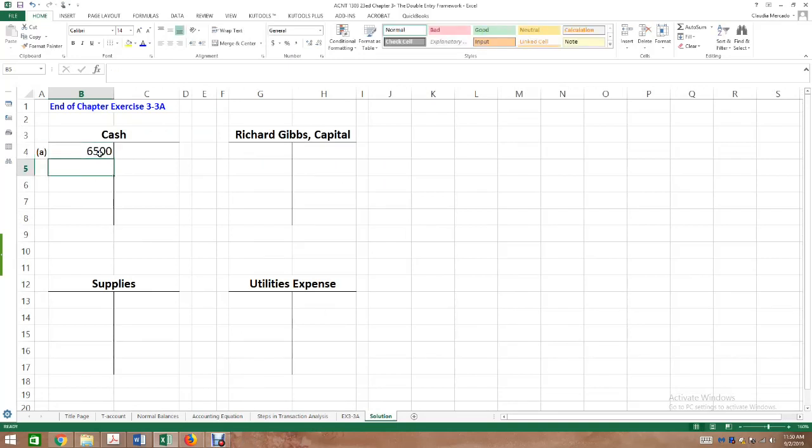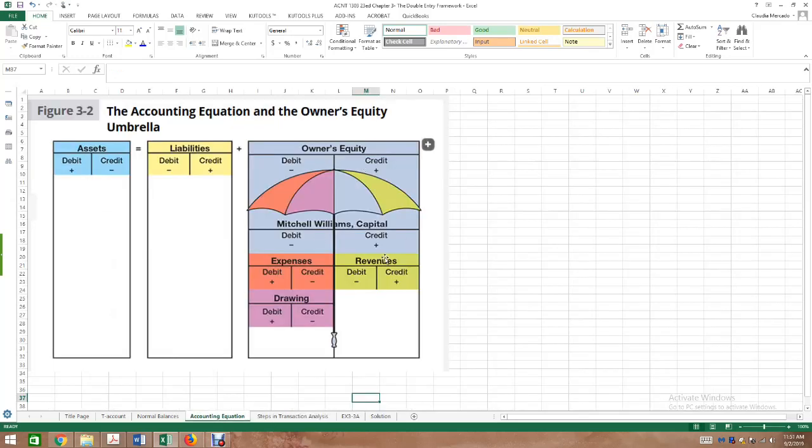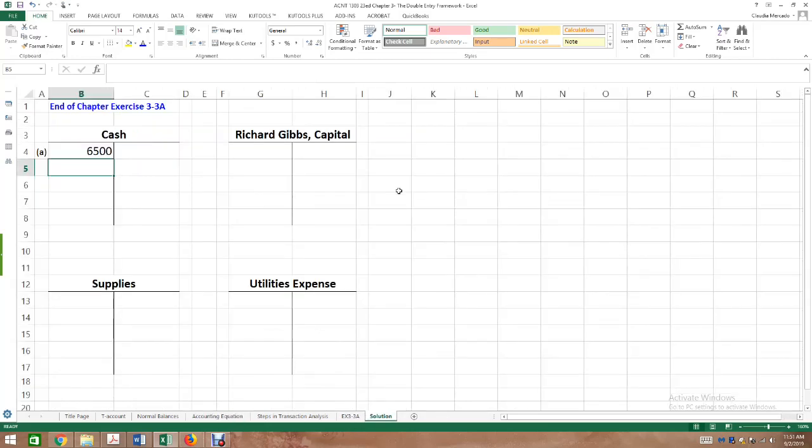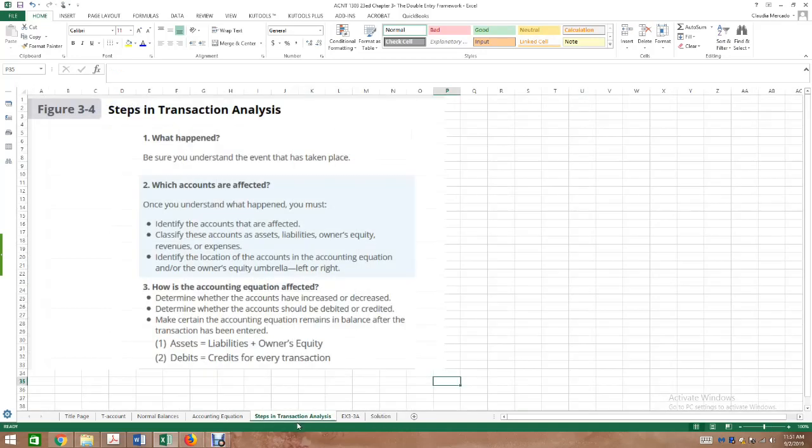Now, the capital account. Here's your capital account. Your capital account increased. So, when your capital increases, you need to credit it. So my capital account is going to be credited $6,500.